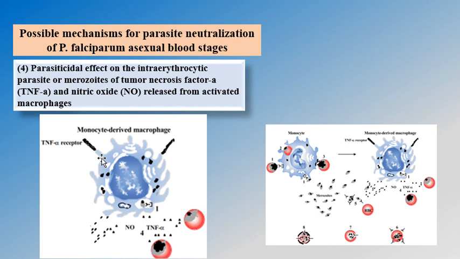Also, one of the possible mechanisms is through tumor necrosis factor alpha and nitric oxide. These chemical intermediates come from activated macrophages, which are derived from monocytes. So tumor necrosis factor alpha and nitric oxide have a parasiticidal effect on the intraerythrocytic parasite or on merozoites, as can be seen here.